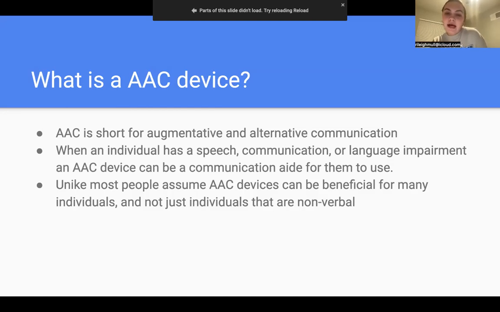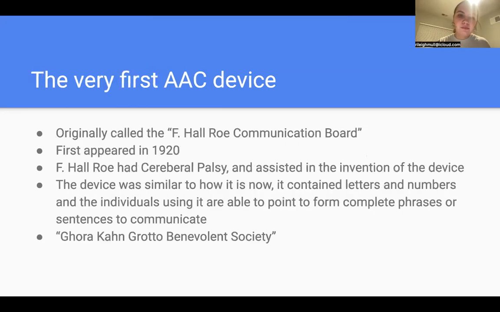When an individual has a speech communication or language impairment, an AAC device can be a communication aid for them. And this was a fact I wanted to add: a lot of people think only individuals that are non-verbal can benefit from an AAC device. But as long as you meet the guidelines, a lot of individuals that are verbal can still benefit from an AAC device.